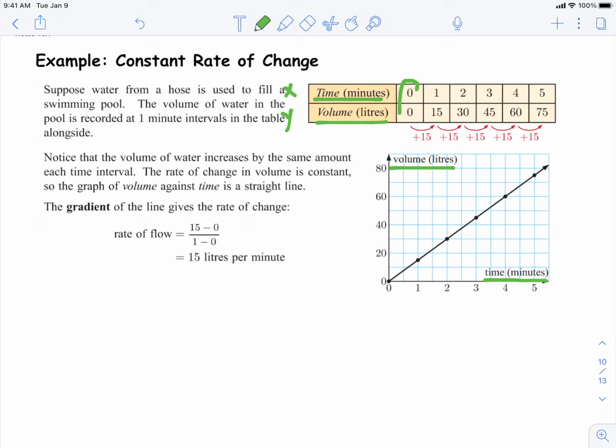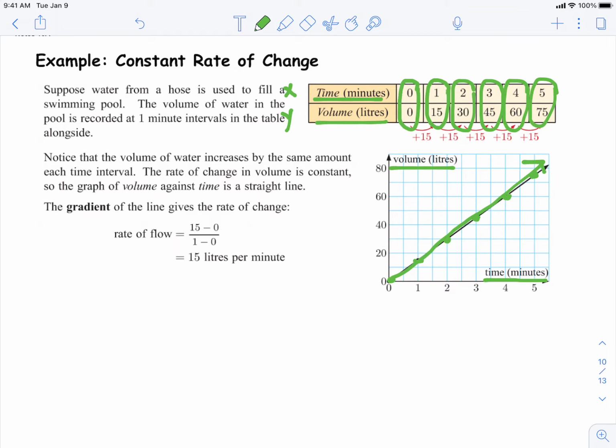So at time of 0, there's no water in the pool. 1 minute later, there are 15 liters. 2 minutes later, there are 30 liters in the pool. 3 minutes later, there are 45 liters in the pool. Continue. At 4 minutes is 60, and then at 5 minutes there's 75, creating that nice straight line. Notice that the volume of water increases the same amount in each time interval.